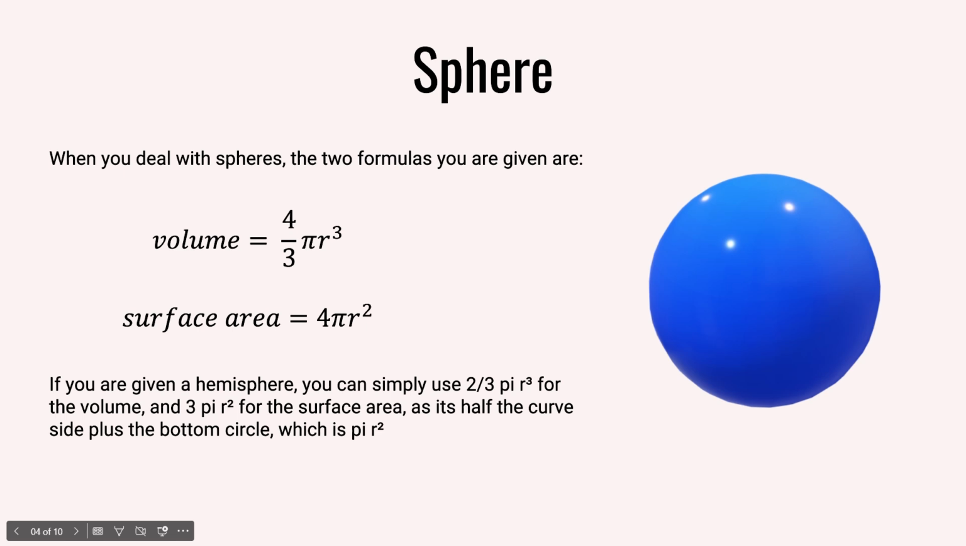To begin with, let's start with spheres. When you're dealing with spheres, the two formulas you are given are volume equals 4/3 pi r cubed and the surface area, which is 4 pi r squared. If you're given a hemisphere, you can simply use 2/3 pi r cubed for the volume and 3 pi r squared for the surface area, as it's half the curved side plus the bottom circle, which is pi r squared.